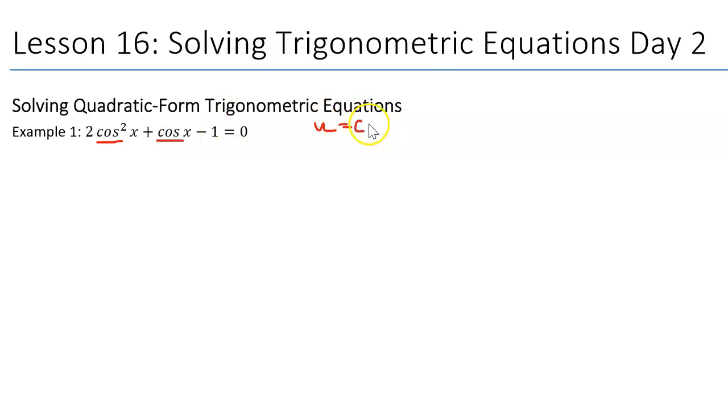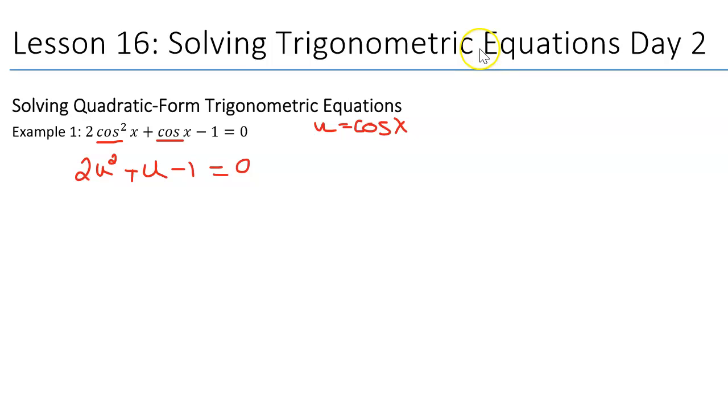We're going to utilize a technique called substitution, and I'm going to use substitution because it leads directly into a calculus skill later on, and it's something you want to get comfortable with. So if we say that u is equal to cosine x, then over here we've got 2 u squared plus u minus 1.